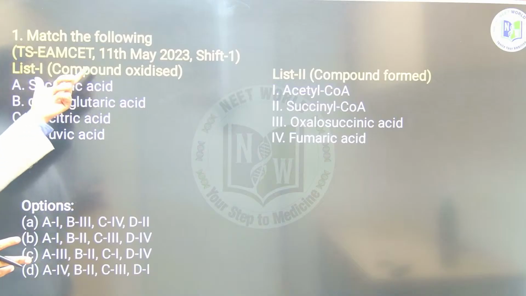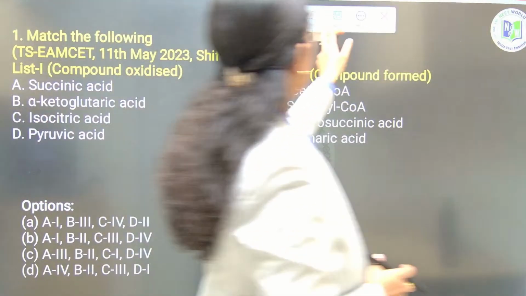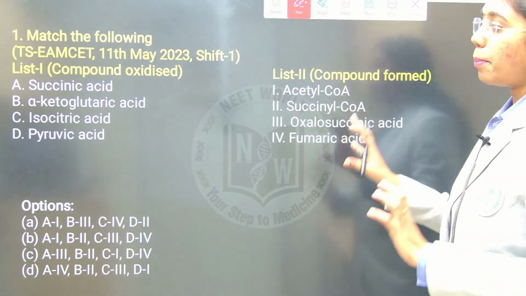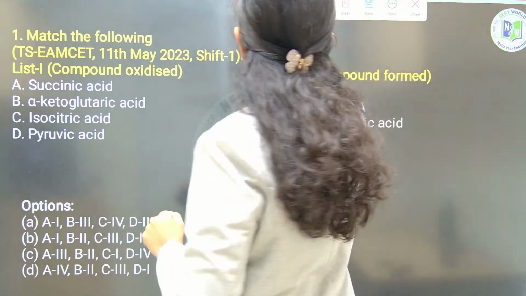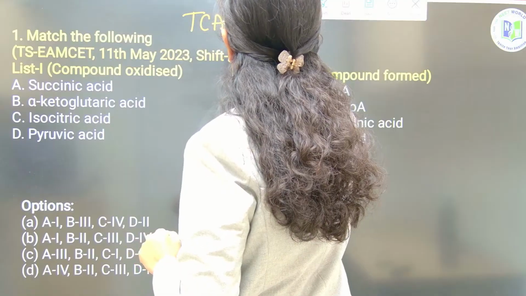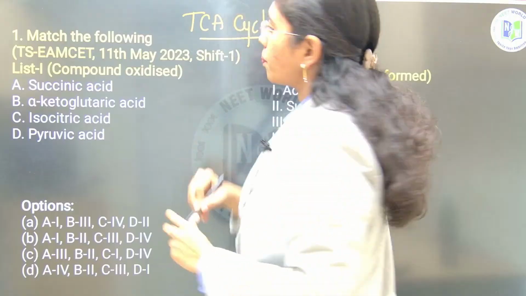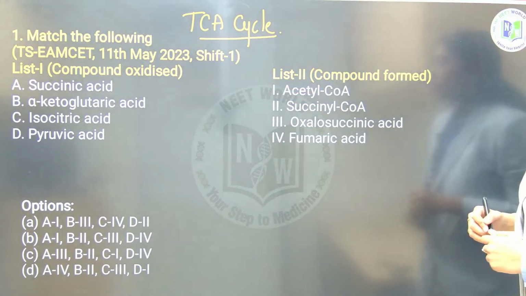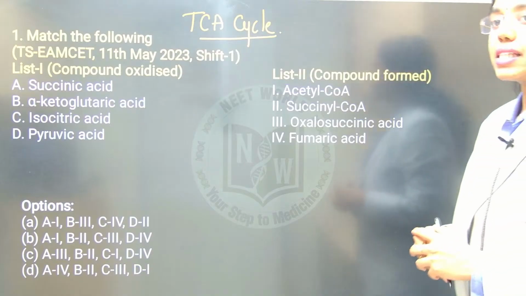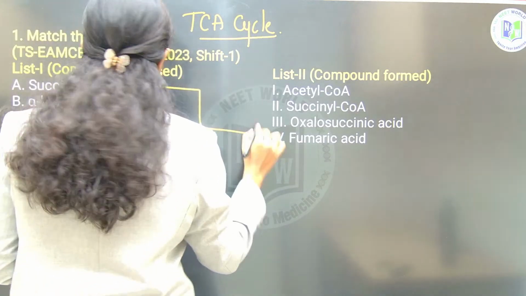Here respiratory intermediates are given which are oxidized, and here the compounds which are formed after oxidation are provided. This is completely from the TCA cycle. The concept is taken from the TCA cycle. Fine, right? Here we go with first succinic acid. Succinic acid after oxidation turns to what? Fumaric acid, which is option 4.